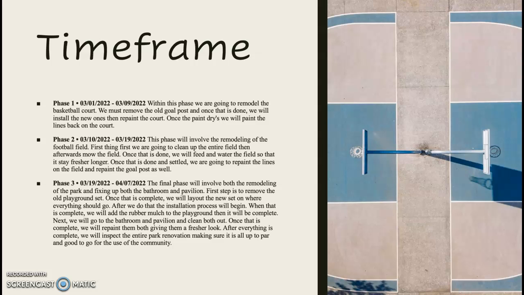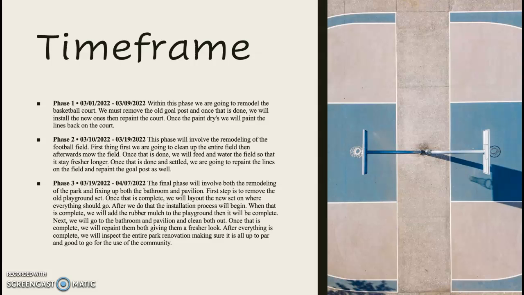Phase 2 of the project will start March 10th, and we'll go all the way through March 19th. This phase will involve the remodeling of the football field. First thing first, we are going to clean up the entire field. Then afterwards, mow the field. Once that is done, we will feed and water the field so that it stays fresher longer. Once that is complete and settled, we are going to repaint the lines on the field and repaint the goalpost as well.